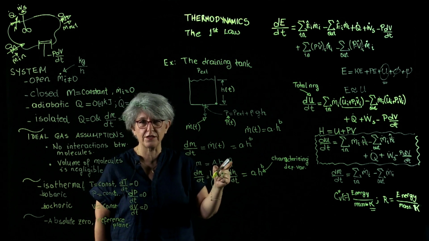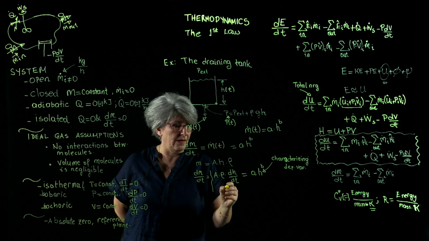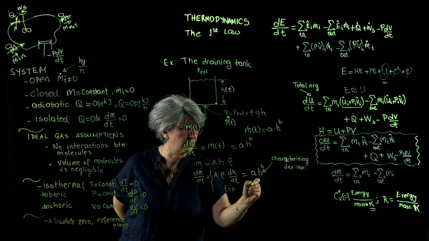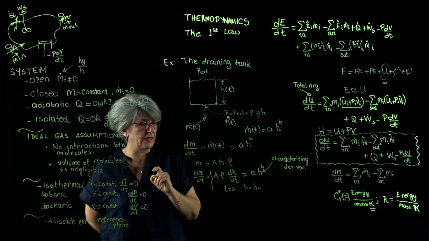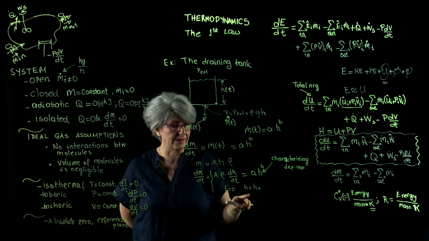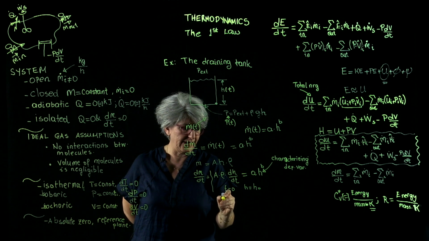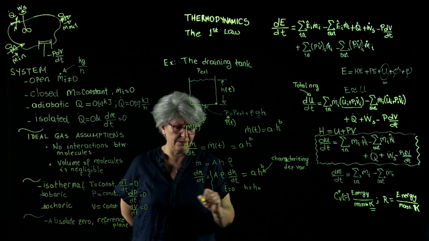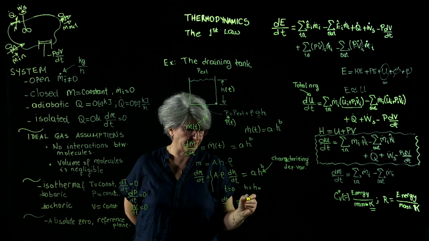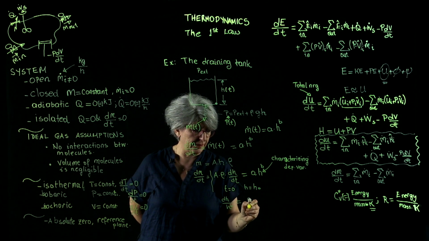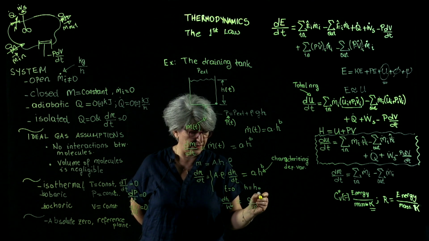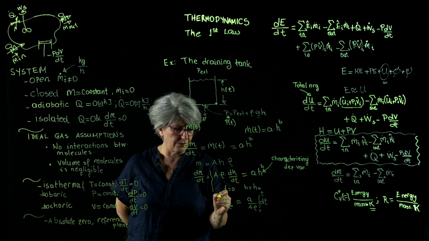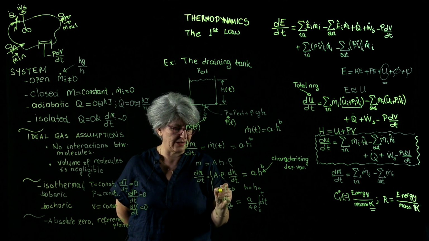This is a first order differential equation. I need an initial variable. One initial variable: at time t equal to 0, h was equal to h0. Okay? So I will integrate dh over h to the power b is equal to a over capital A times rho times dt, from 0 to t, from h0 to h.